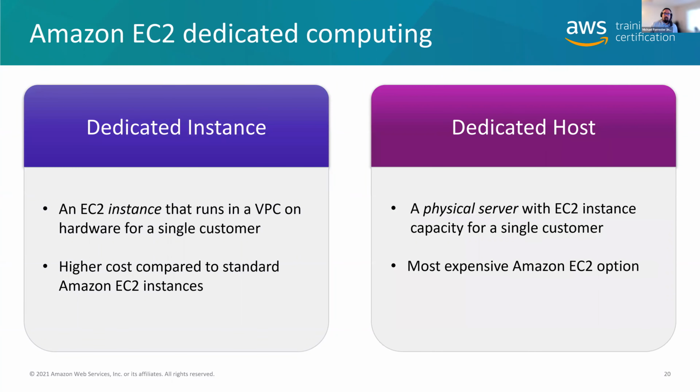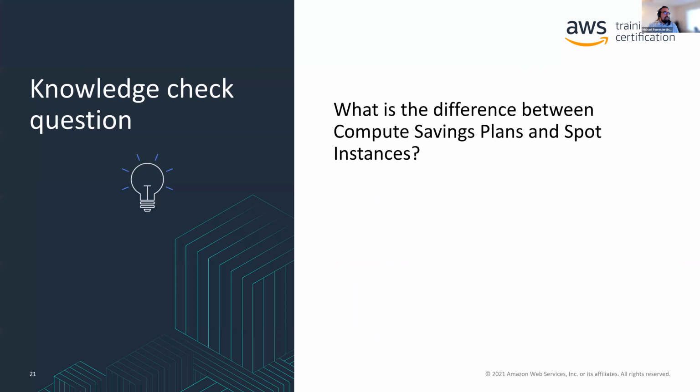Question before we move into some knowledge checks. What's the difference between a compute savings plan and spot instances? Notice it didn't say compute savings plans and reserved instances, it said spot instances. For example, let me ask you this. What are the time commitments that you need to make with compute savings plans? Is there a time commitment with compute savings plans? And if so, what is it? What's the time commitment? Good. 1 to 3 years.